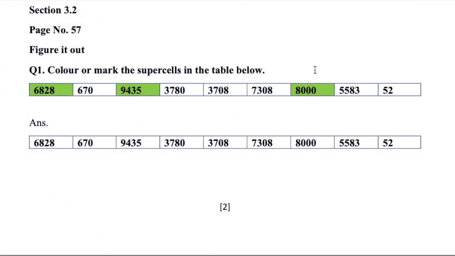Section 3.2, page number 57. The first question: the numbers are marked which are the super cells in the given table. So yes, the answer is this. 6828 is the supercell because it is greater than 670. As you can see, we have just checked the left and right cell numbers. If this number is greater than its neighbors, it is the supercell. 8000 is the supercell.